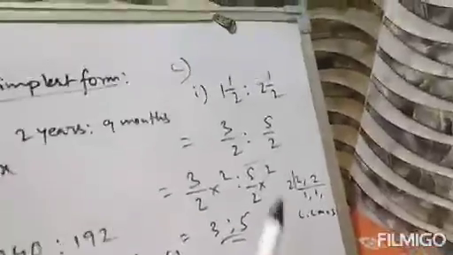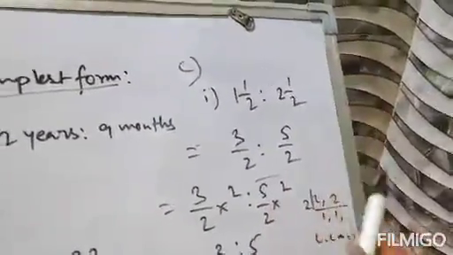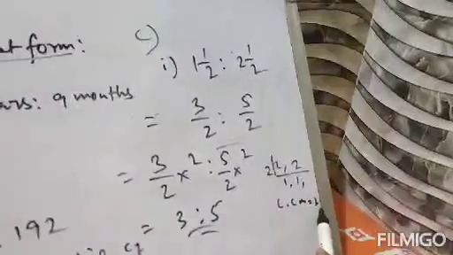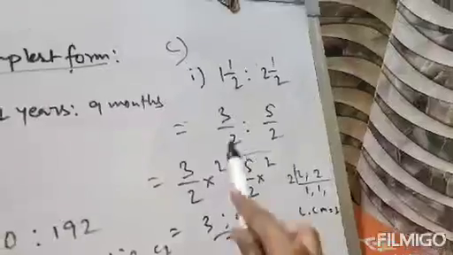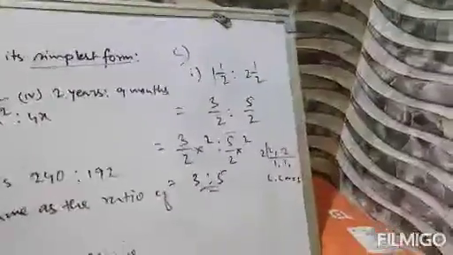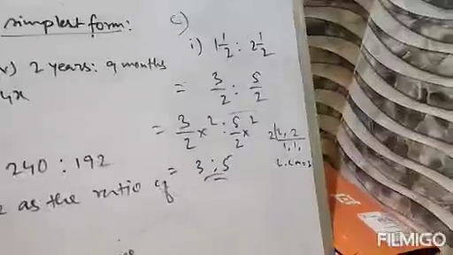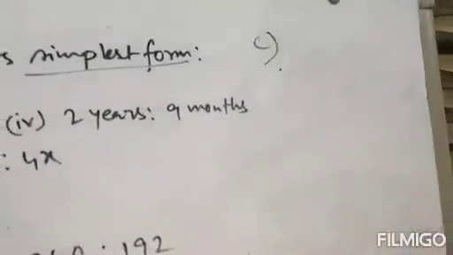Here the denominator is 2, here also the denominator is 2. So first find the LCM of the denominators. Your LCM is 2. Now multiply each fraction with this LCM. Clear? So 2 will reduce, here 2 will reduce, and your answer will be 3 is to 5. That is the simplest form. Clear? Next, question 5.